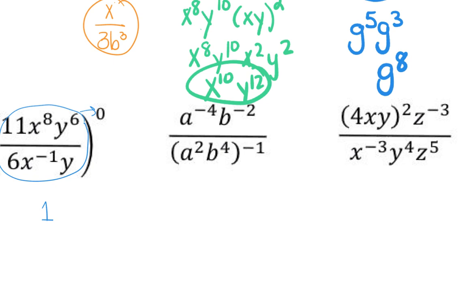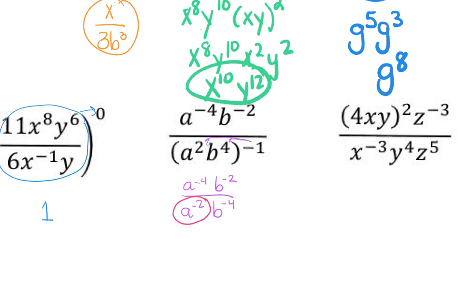Okay, the first thing that I'm going to do is I'm going to take all of this to the negative 1st power. So I have a to the negative 4th, b to the negative 2nd, divided by a to the negative 2nd, b to the negative 4th. From here, everything is a negative exponent. So instead of dealing with negatives, I'm going to turn everything positive.